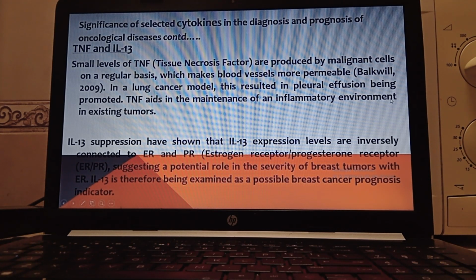For interleukin 13, suppression studies have shown that interleukin 13 expression levels are inversely connected to the estrogen receptor and progesterone receptor, suggesting a potential role in the severity of breast tumors with estrogen receptor. Interleukin 13 is therefore being examined as a possible breast cancer prognosis indicator.